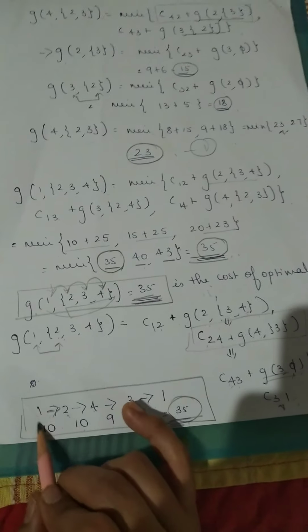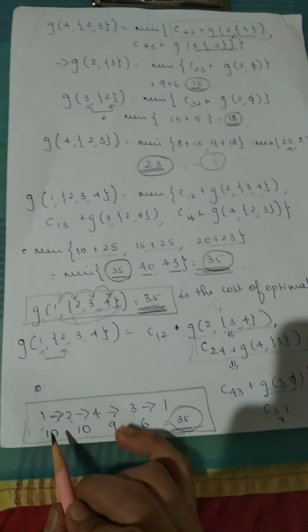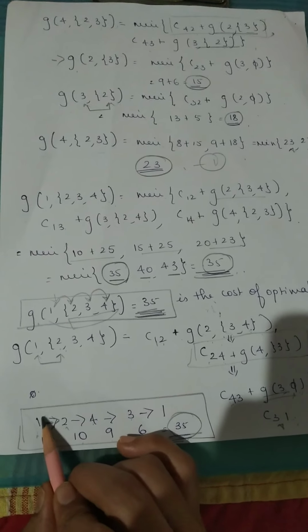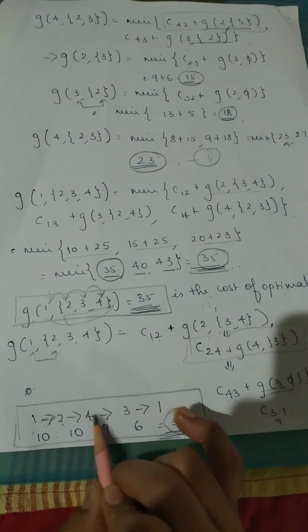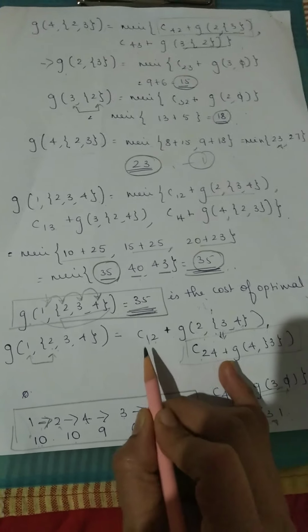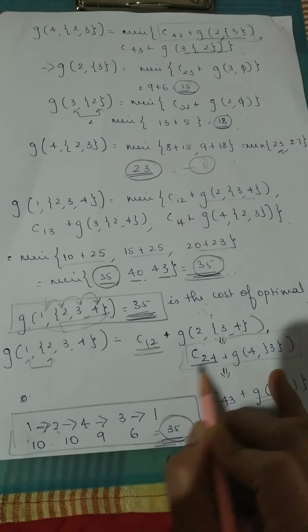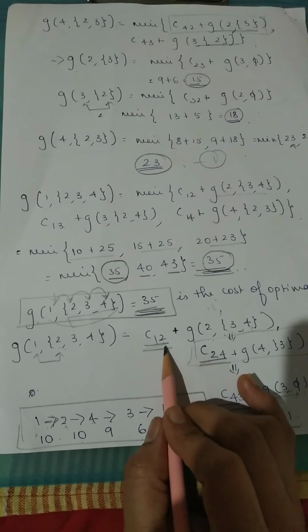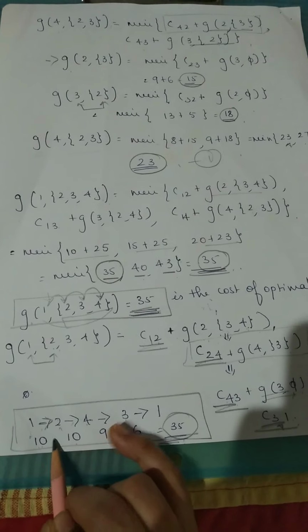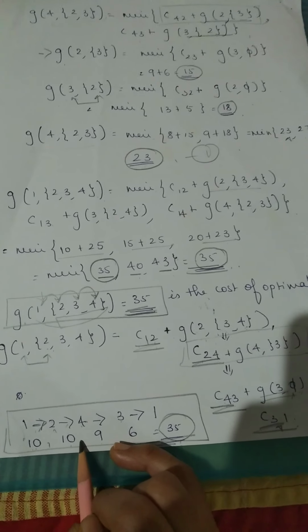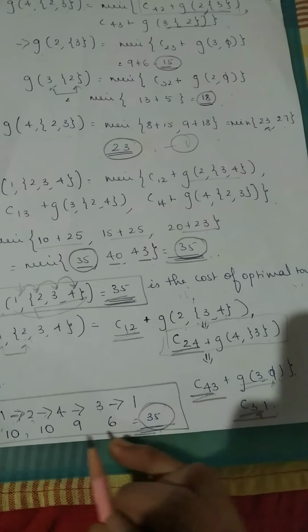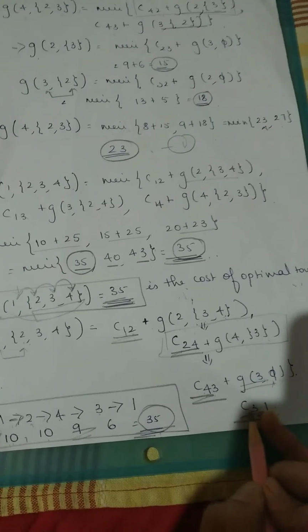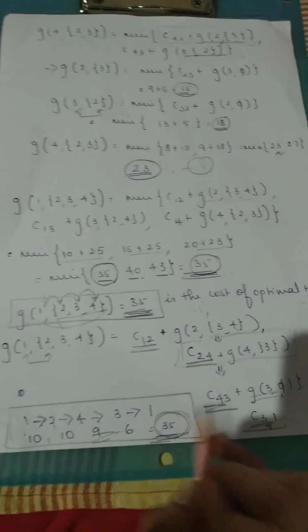So my optimal tour for given traveling salesman problem is 1 to 2, 2 to 4, 4 to 3, 3 to 1. 1 to 2, 2 to 4, 4 to 3 and 3 to 1. What is the value? 1 to 2, it is 10, 2 to 4, it is 10 and 4 to 3, it is 9 and 3 to 1, 6, we will get 35.